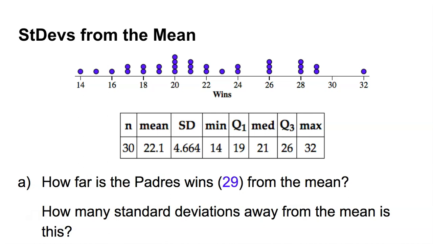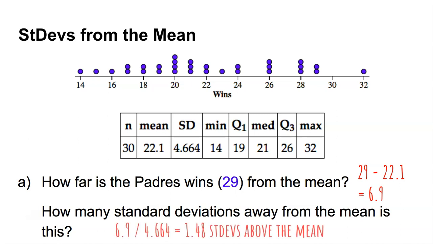How far is the Padres' number of wins, 29, from the mean? Well, we do 29 minus 22.1, and that would be 6.9 wins. How many standard deviations away from the mean is this? Well, that would be 6.9 divided by 4.664, and that's about 1.5 standard deviations above the mean. So the Padres are doing really well. They're 1.5 standard deviations above the mean number of wins.